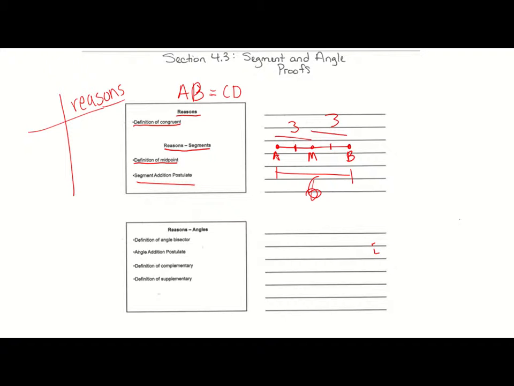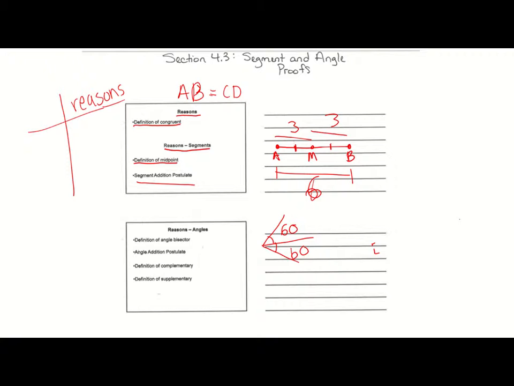Some of the reasons when we have angles are our definition of an angle bisector. Remember, an angle bisector is where we have an angle and our line that goes and cuts that angle in half. So that means this side is going to be the same as this side. That's our angle bisector. Similar to our segment addition postulate, we have our angle addition postulate. So if we have this angle right here is 60, and this angle right here is 60, we can add those up and say that our whole angle is 120.